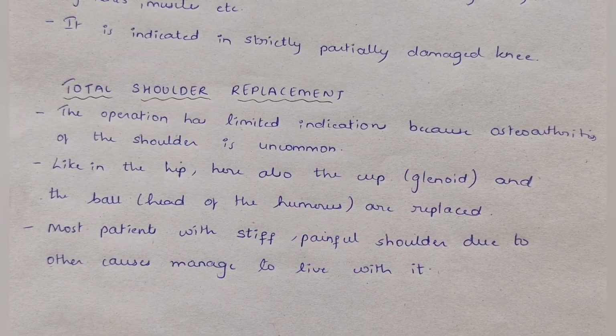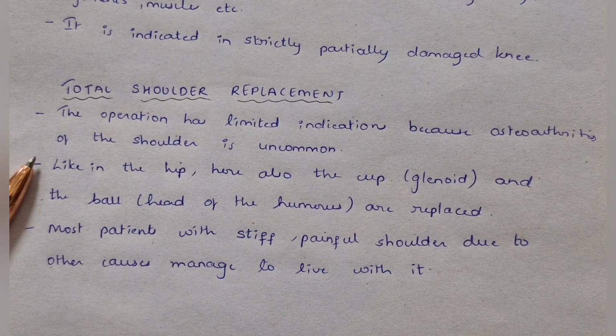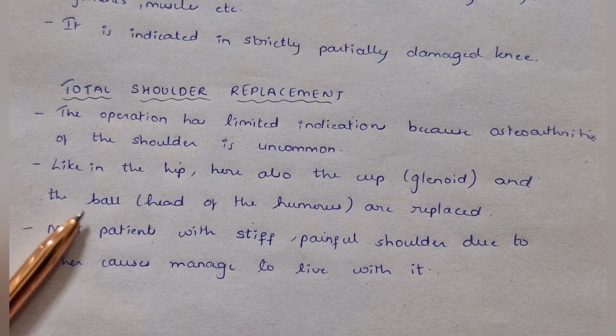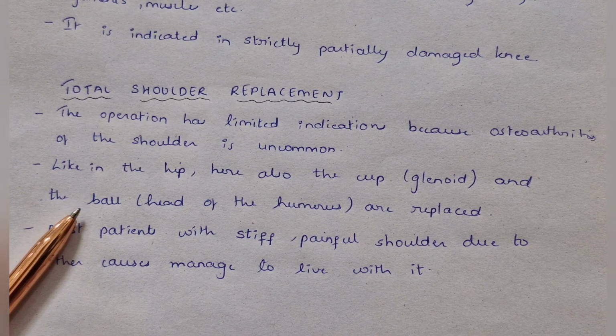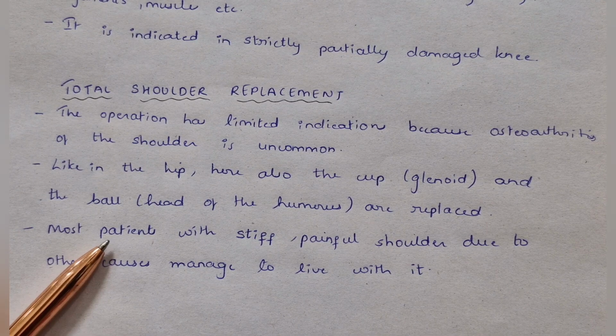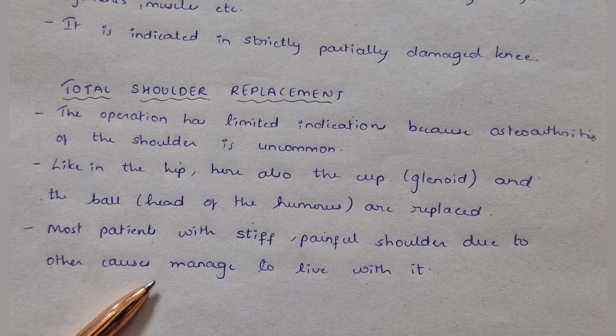Then we have total shoulder replacement. The operation has limited indications because osteoarthritis of the shoulder is uncommon. Like in the hip, here also the cup, that is the glenoid, and the ball, which is the head of the humerus, are replaced. Most patients with stiff, painful shoulder due to other causes manage to live with it.